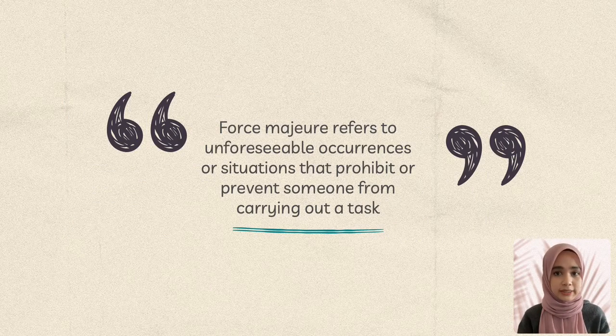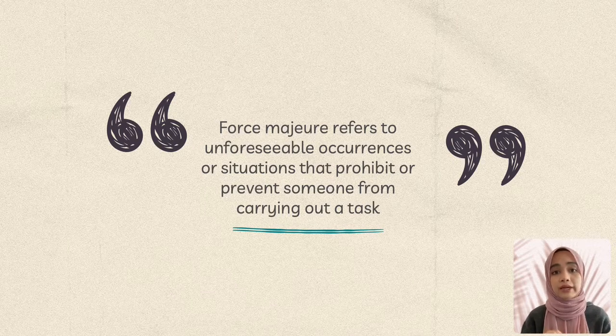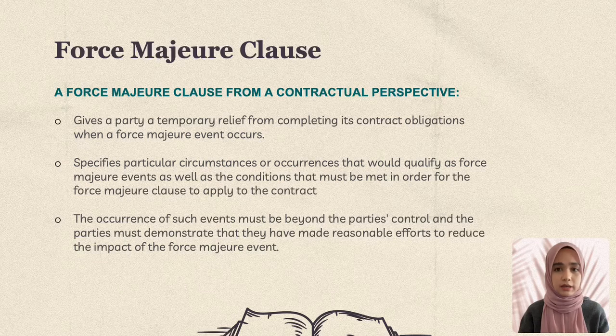What is force majeure? In general, force majeure refers to unforeseeable occurrences or situations that prohibit or prevent someone from carrying out a task. Force majeure must be explicitly stated in the contract in Malaysia, and such clauses are commonly seen in manufacturing, supply, services, and construction contracts. A force majeure clause from a contractual perspective gives a party temporary relief from completing its contract obligations when a force majeure event occurs.